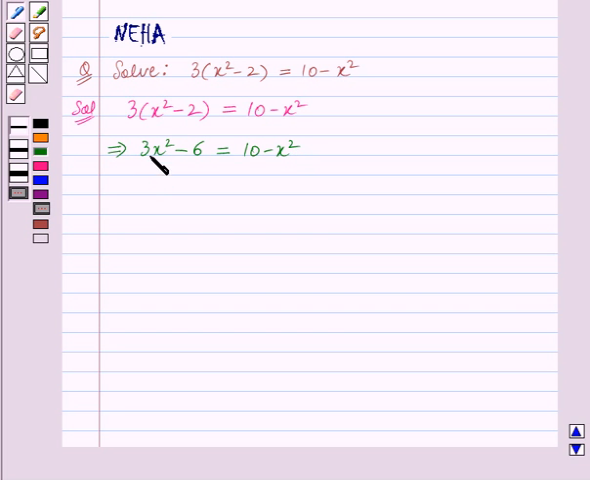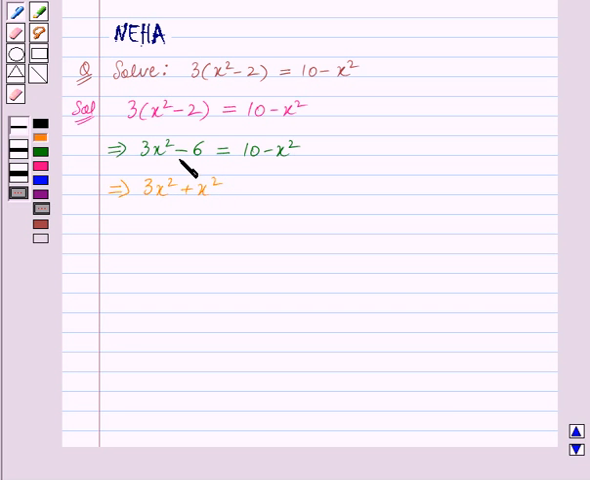Now we will bring the terms involving the variable on one side of equality and the constant terms on the other side of equality. That is, we will bring minus x square on the left hand side, so the sign of minus x square would change. So this implies the left hand side of the equality becomes 3x square plus x square.